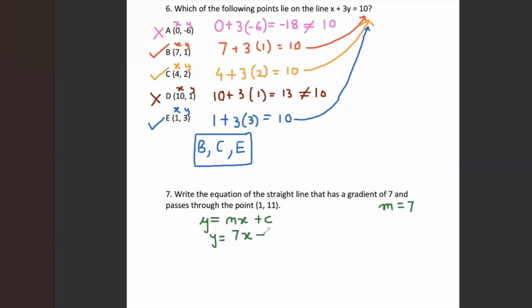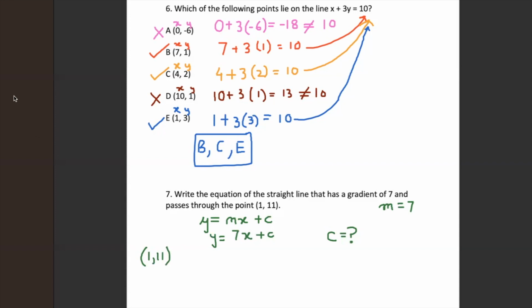They have given the value of m as 7. So we wrote y equals 7x plus c. But this value of c is unknown at this point. We don't know the value of c. So what can we do here? We have to use the information that's given in the question. They've given us a point there, 1, 11, which lies on the straight line. So what we can do is substitute the value of this point into our equation.